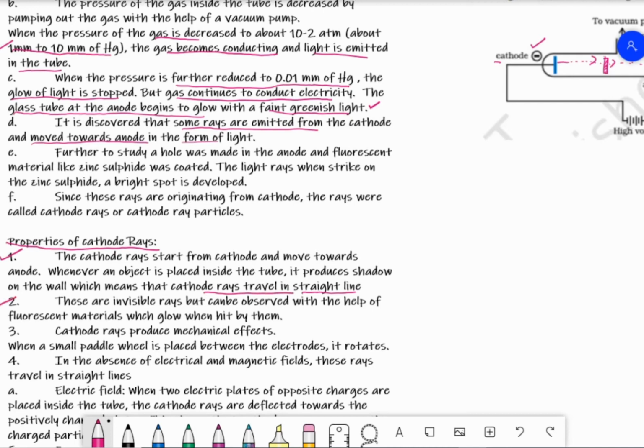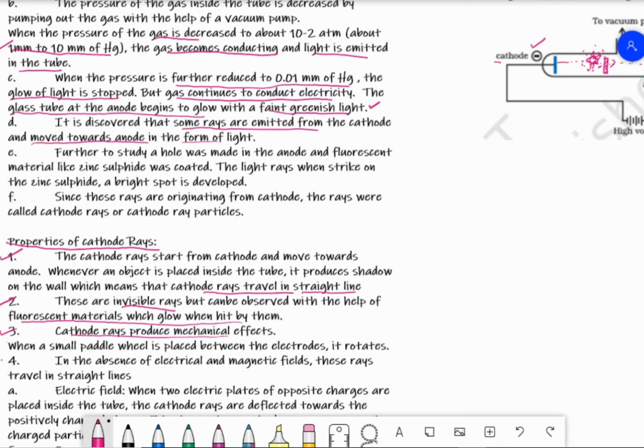Second property, these are invisible rays. We cannot see them with our eyes, but they can be observed with the help of fluorescent material, which glows when hit by them. Now, cathode rays produce a mechanical effect, which means that if you place a small paddle wheel here, when cathode rays hit the paddle wheel, it will rotate. So cathode rays can produce a mechanical effect.